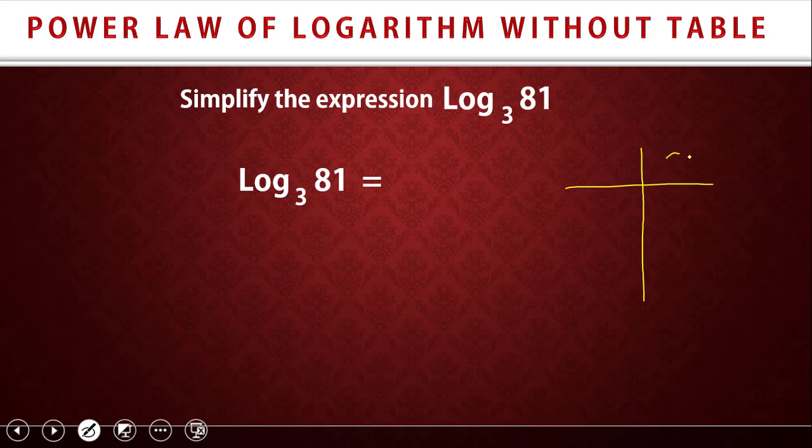So take your 81 and then look for the smallest number that can go in 81. 2 cannot go in 81. So 3 can go in 81. So we're going to try our 3. 3 can go in 81. So we're going to start with the first digit here, which is the 8.